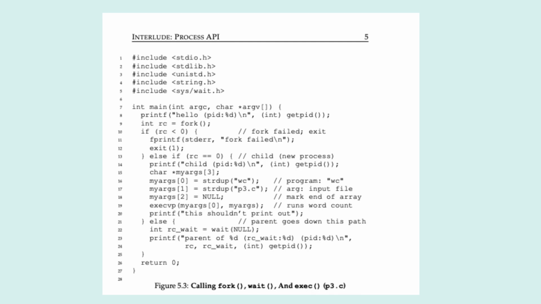Okay, now let's see over here. We did this. Hello, PID 29383 is the parent process. The child process is this, 29384. Then it is executing the file wc, the word count, of the file p3.c. It prints the number of words, the number of lines, and the number of bytes. Okay, and then the parent process gets executed.